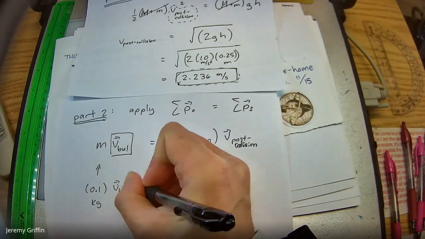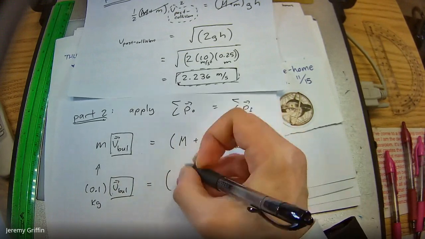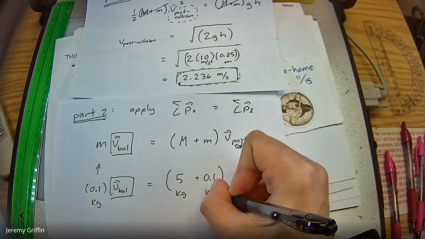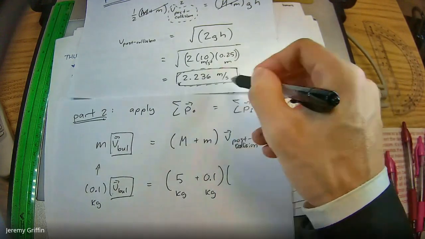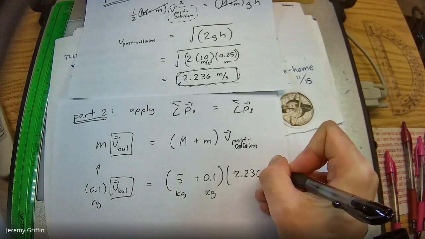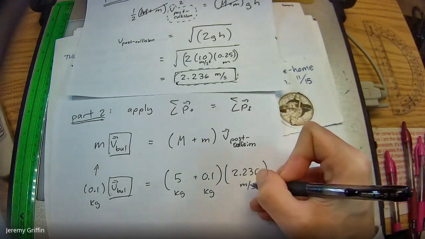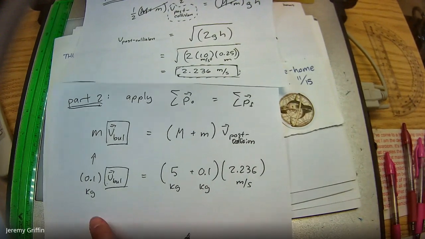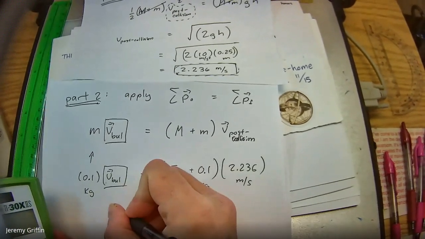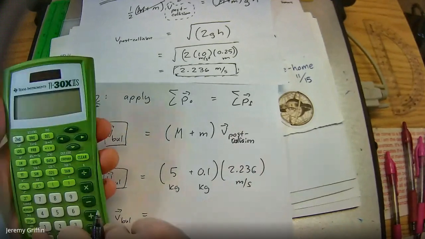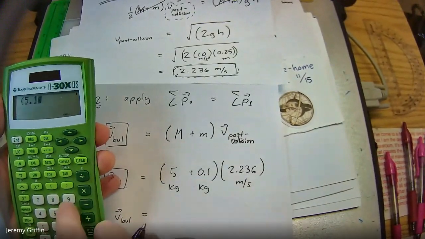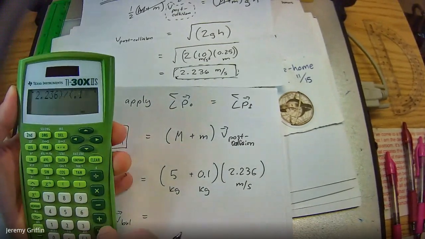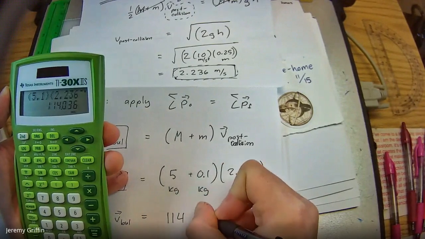Velocity of the bullet, solving for, is equal to, all right, mass of the block was 5 kg, bullet was 0.1 kg. And then V post-collision, that's your 2.236 meters per second. Right? One algebra step to get to the answer: divide both sides by the mass of the bullet. So velocity of the bullet is 5.1 times 2.236, all divided by 0.1. I'm looking at 114 meters per second.